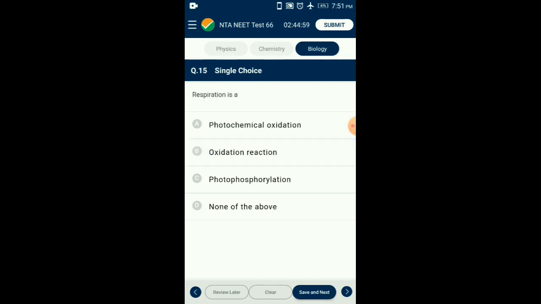Question number 15. Respiration is a catabolic, exothermic and oxidative process. Cellular respiration is an enzyme controlled process of biological oxidation of food material in a living cell using molecular oxygen, producing carbon dioxide and water, and releasing energy in small steps. So the answer for this question is option B, oxidation reaction.